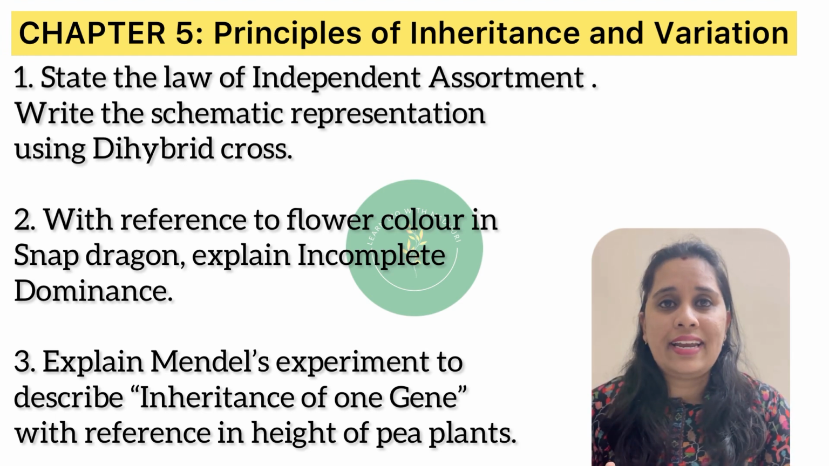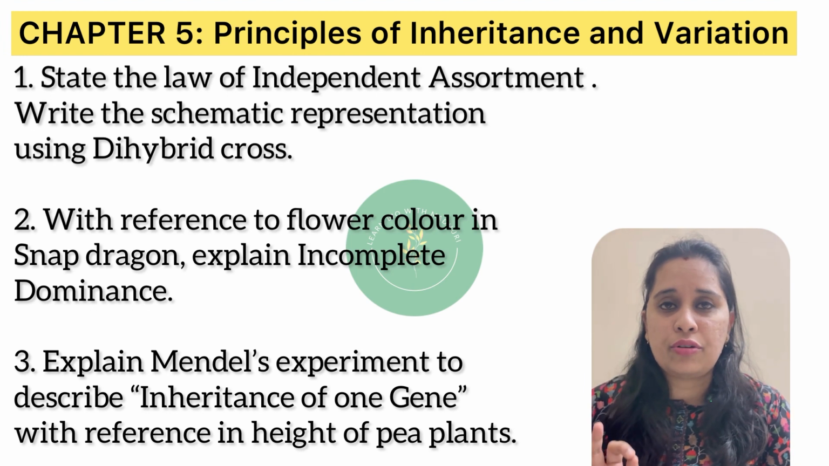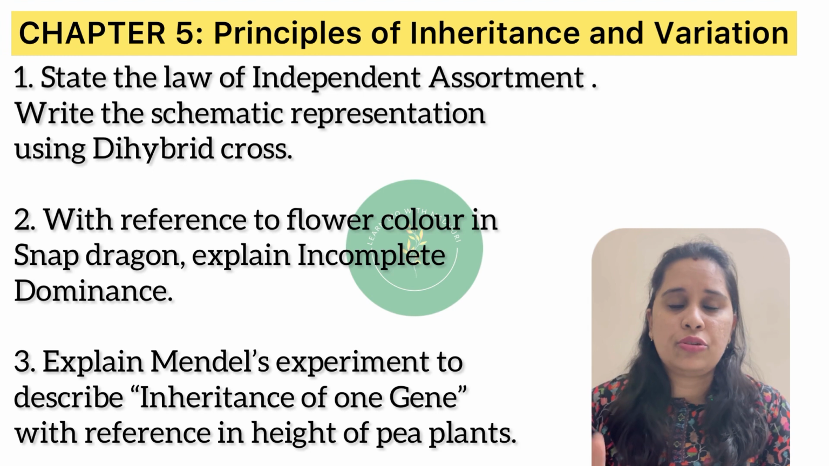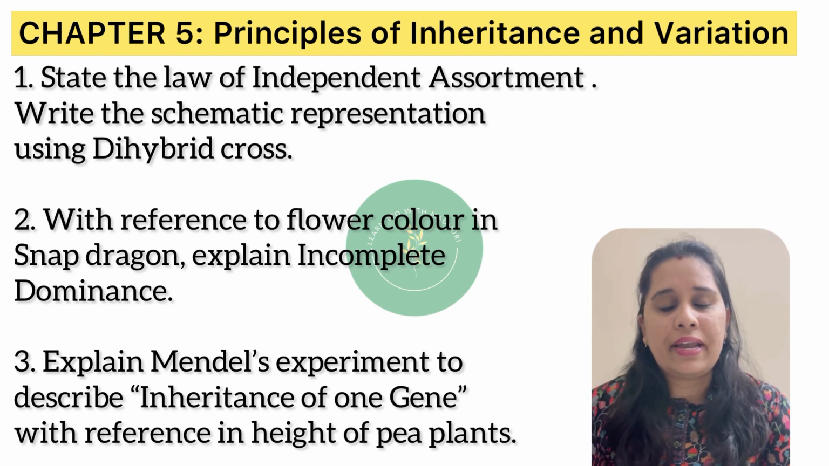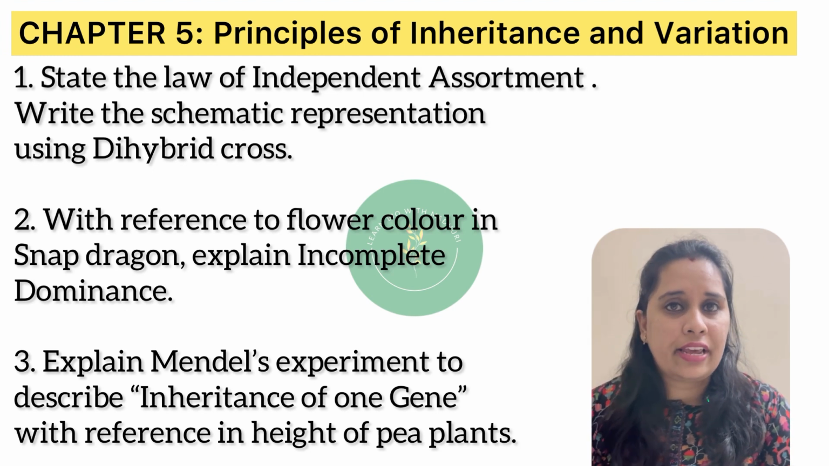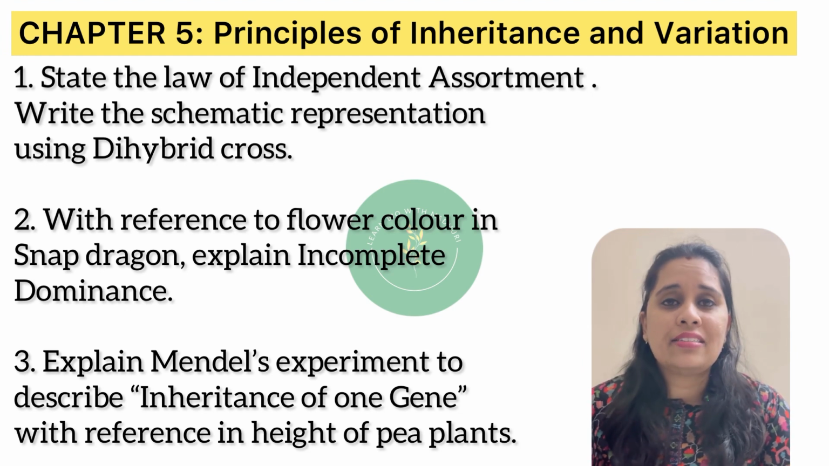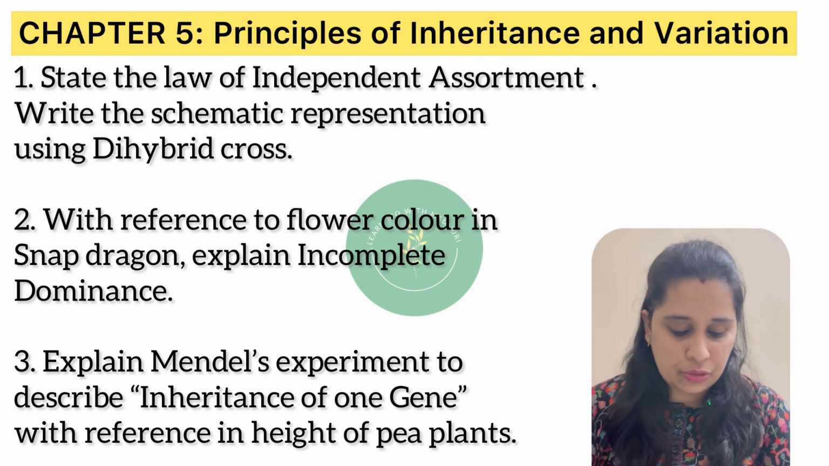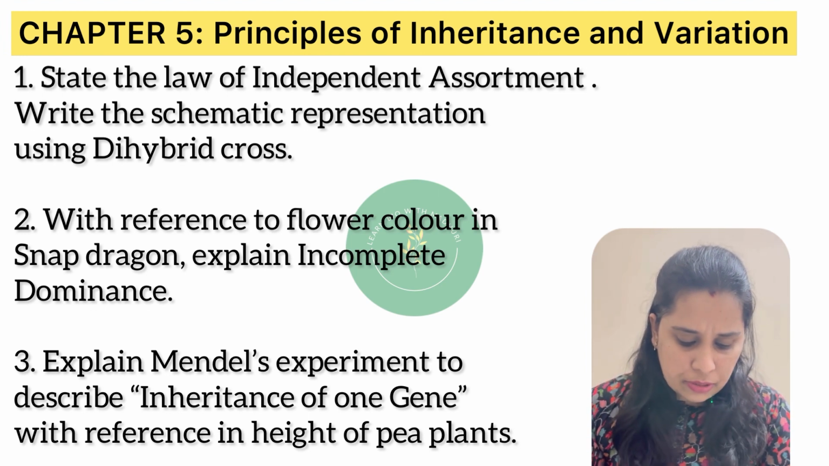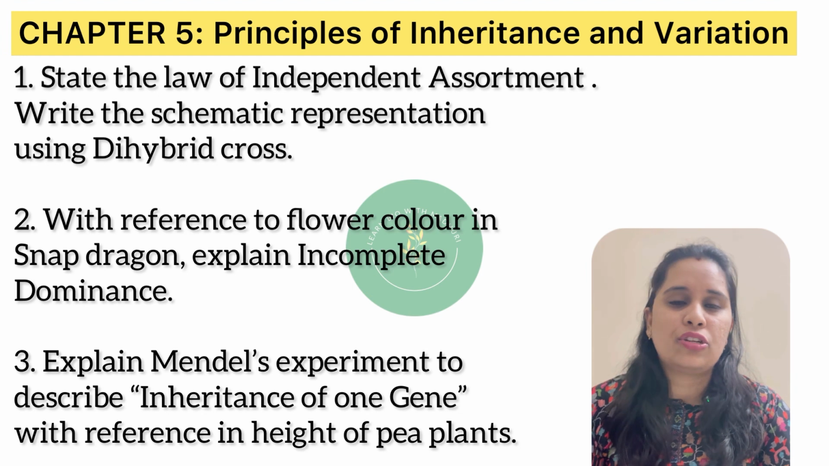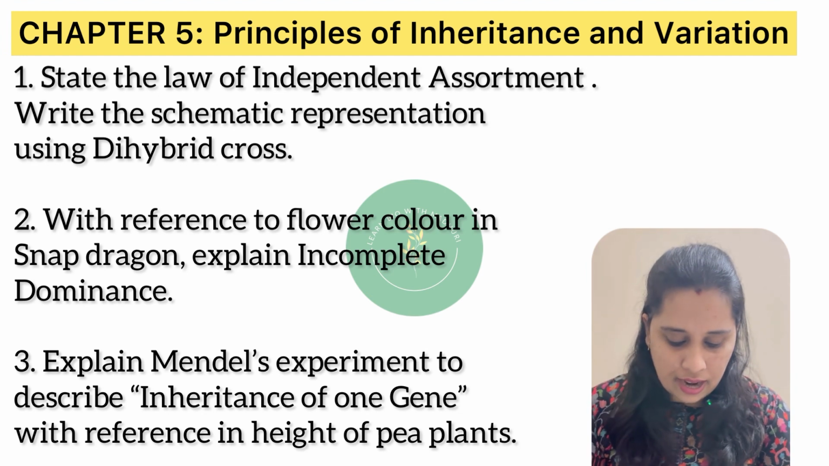So when you're writing the dihybrid cross, you have to note the phenotype, genotype, gametes, F1, F2, that is using the Punnett square or the checkerboard, and the ratios have to be written very neatly. Okay, if you make a silly mistake, you're going to almost lose the marks here. So you have to note this point here. Question number 2. With reference to flower color in Snapdragon, explain incomplete dominance. This question has also been frequently asked.